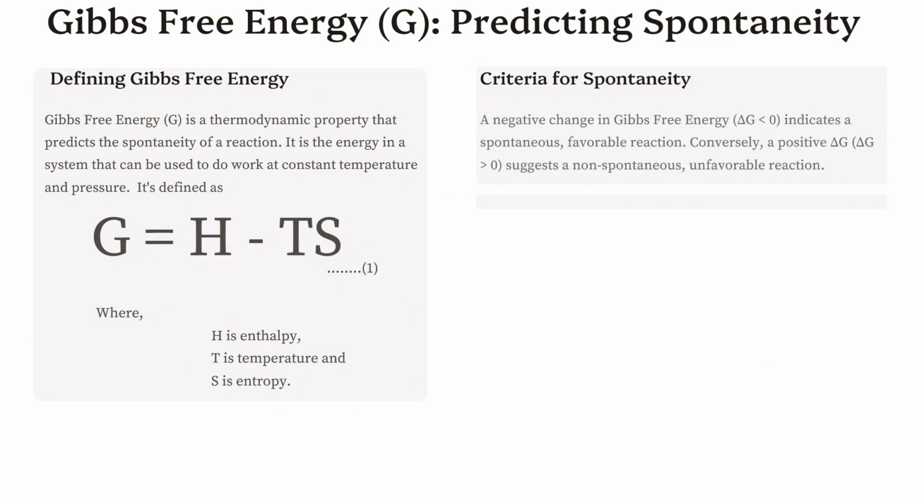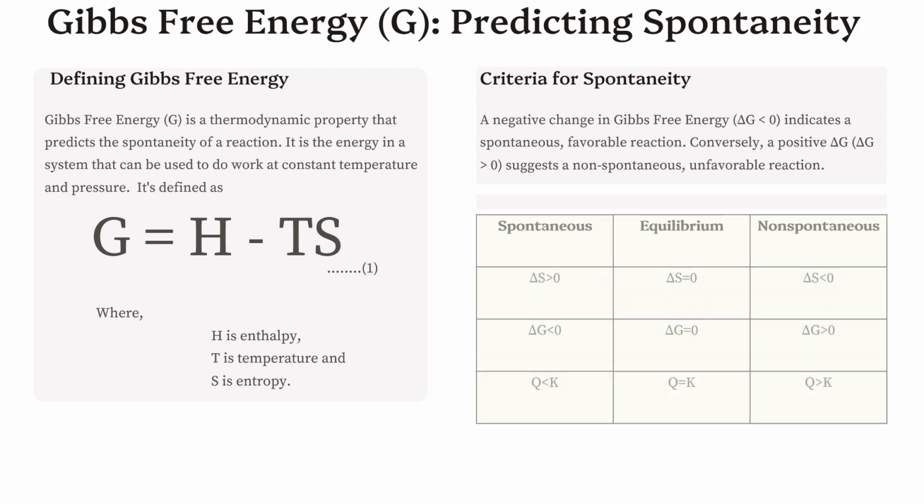Well, a negative change in Gibbs free energy indicates a spontaneous, favorable reaction. Conversely, a positive del G suggests a non-spontaneous reaction. Through this chart, we can see clearly that if the value of del G is less than 0, then it would be spontaneous, otherwise it will be non-spontaneous, and for 0, it should be equilibrium.